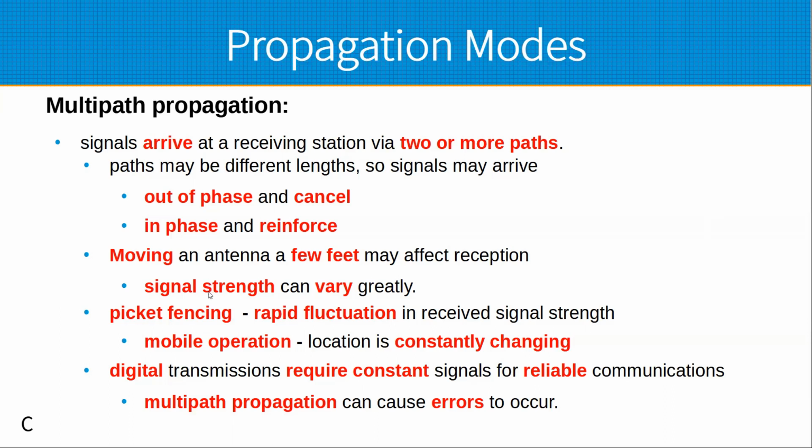And that can cause the signal strength to vary greatly depending on where you're at and if you're moving, which is the picket fencing. Usually you see that if you're mobile in a car. And because you're getting multiple things, it'll kind of sound like you're going by a picket fence, da, da, da, because it comes and goes and comes and goes.